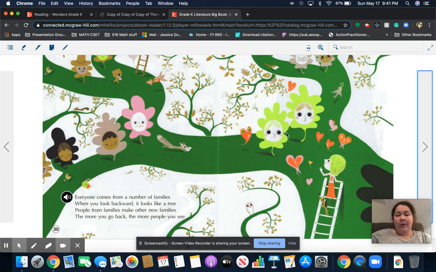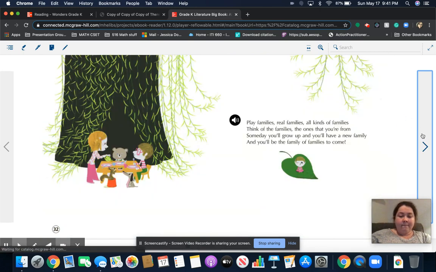So maybe you and your brothers or sisters. And then above that on the tree are your parents. And then above your parents are your grandparents. And you might also have some aunties and uncles. And you could just go all the way back on that family tree. Play families, real families, all kinds of families. Think of the families, the ones that you're from. Someday you'll grow up and you'll have a new family. And you'll be the family of families to come.